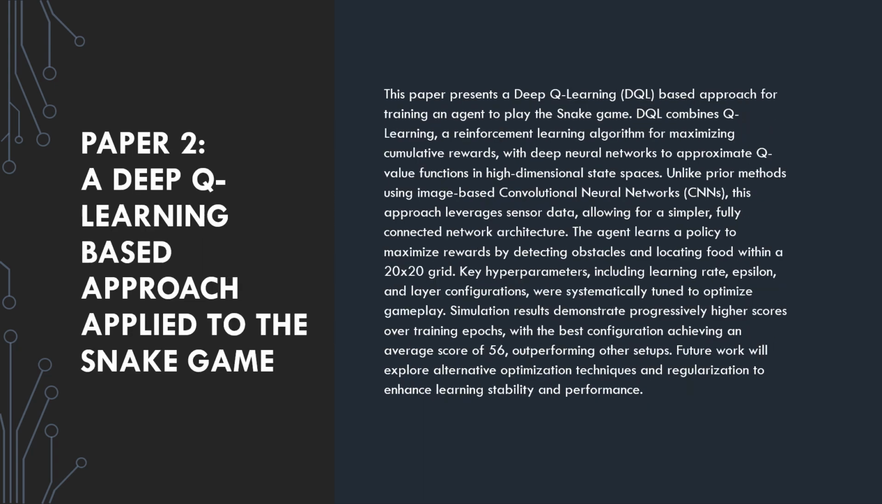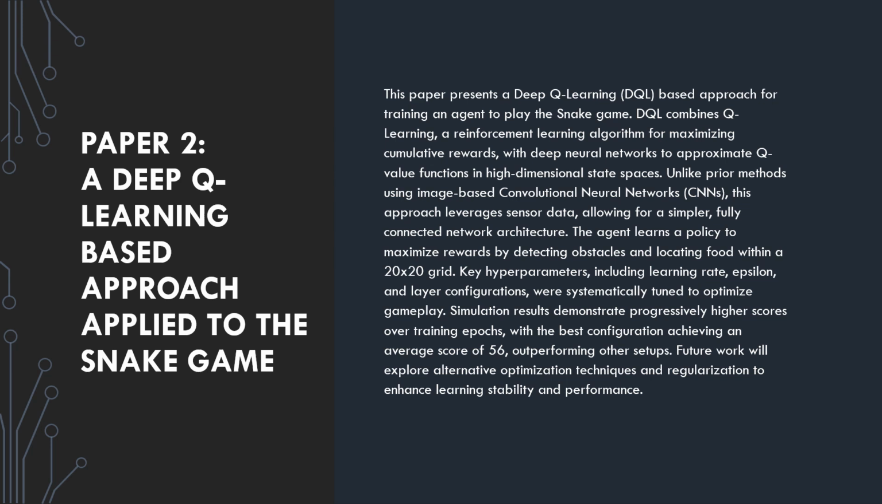Paper number 2 is titled A Deep Q-Learning-Based Approach Applied to the Snake Game. This paper proposes a deep Q-learning approach to train an AI agent to play the Snake game. The problem addressed is creating an effective agent capable of optimizing game performance without complex visual inputs, relying instead on sensor data for state representation.